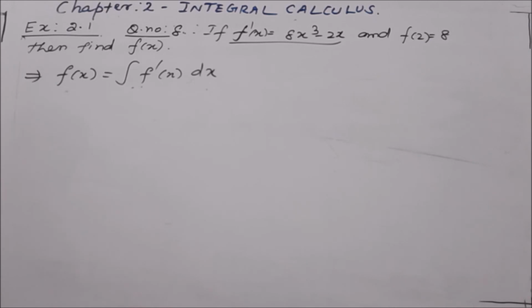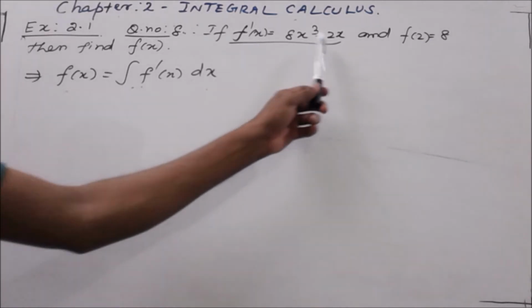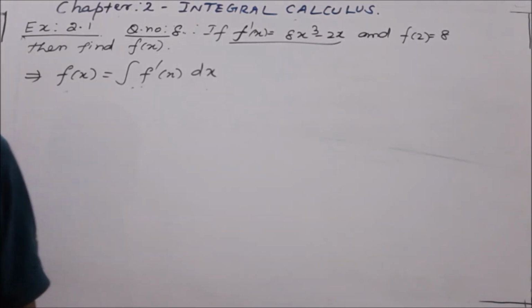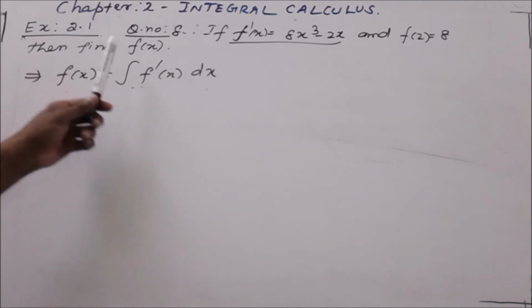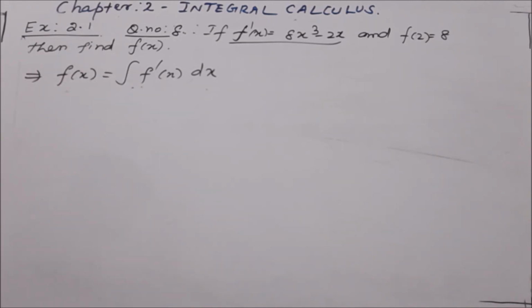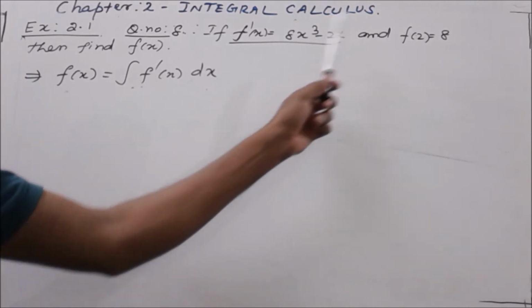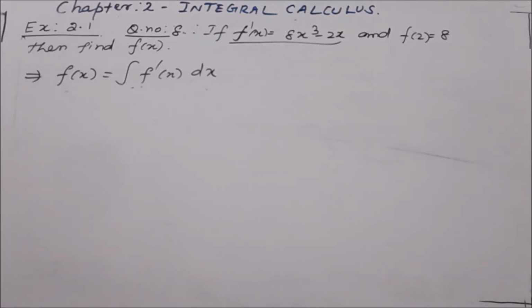Eighth question: if f dash of x is equal to 8x cube minus 2x and f of 2 equals 8, find f of x. Similar to question number 7, there we had two pieces of information. Here we have only one piece of information beyond f dash of x.